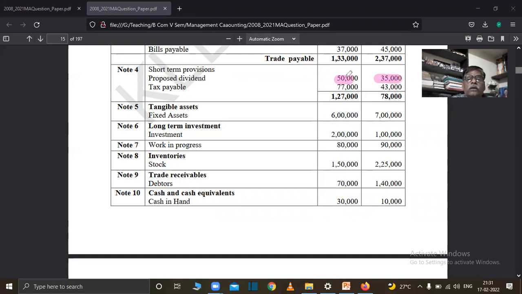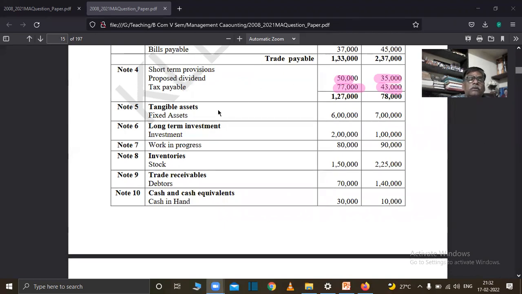So proposed dividend decreased by 15,000. Decrease comes in the increase column. Tax provision, tax payable is tax provision, 77,000, 43,000. This is also decreased. So decrease amount comes in the increase column. So regarding current liability, there are 4 items.